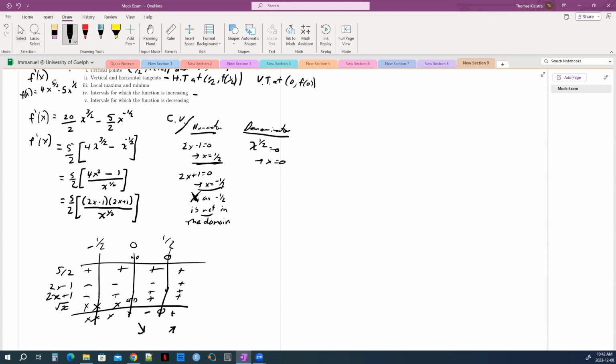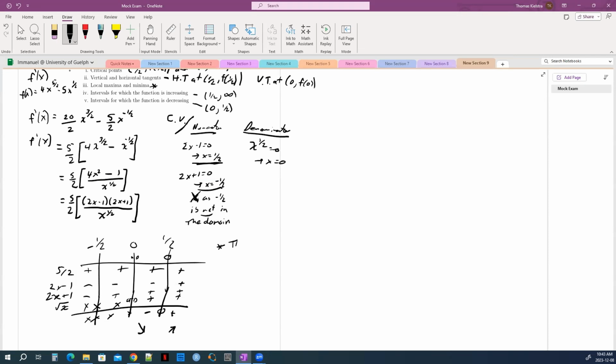So what I'm going to do is just note what my intervals of increasing and decreasing are. I'm increasing here from 1/2 to infinity, and I'm decreasing from 0 to 1/2. And then for this, I'm just going to comment what this is down here.